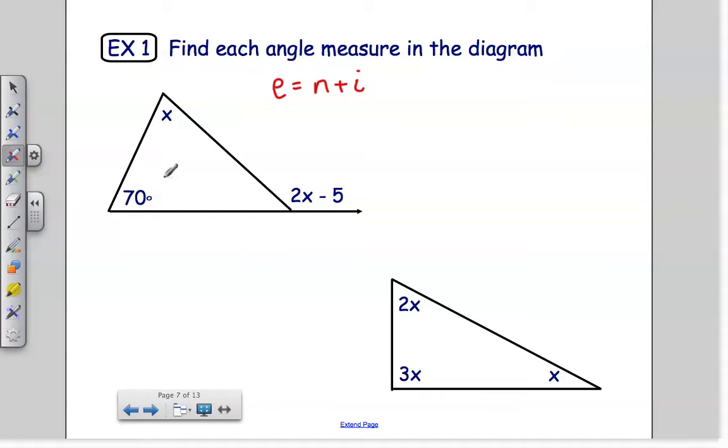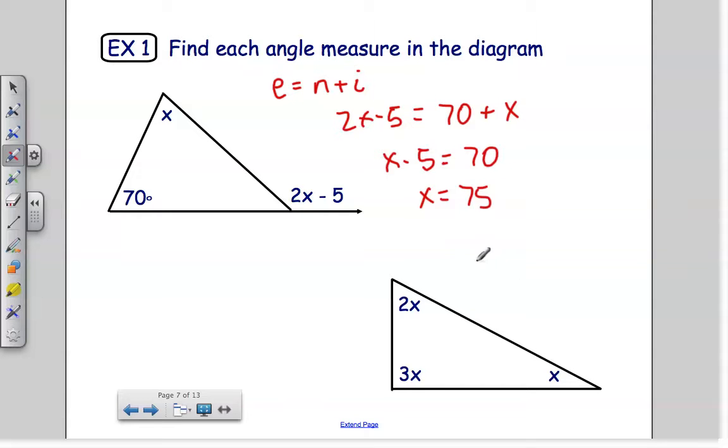So N plus I is what I used in the last slide, but the non-adjacent interiors would be 70 and X. So I know that this exterior angle of 2x minus 5 equals 70 and X added together, 70 plus X. And now solve for X. I'm going to subtract X and get rid of it here. 2x minus X is just X, minus 5 equals 70. I add 5 on both sides, and X equals 75.